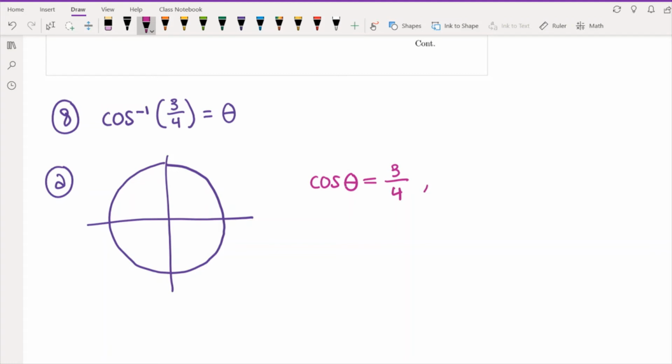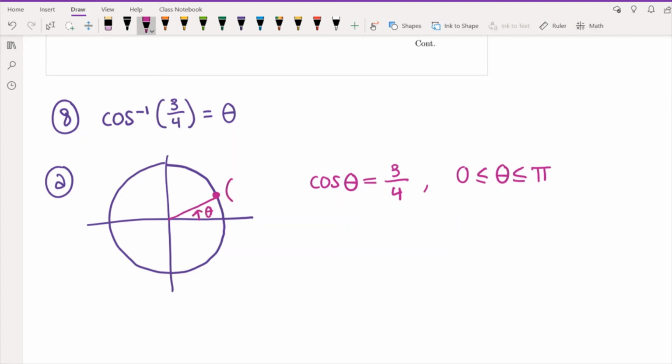Because we're doing inverse cosine, that means that theta is between 0 and pi, because theta is really coming from inverse cosine. And so that means that it has to actually be in quadrant 1, right? That's the only place we're going to find an angle where the x coordinate is 3/4 and it's between 0 and pi. So maybe let's estimate it's here. And so this is our angle theta.